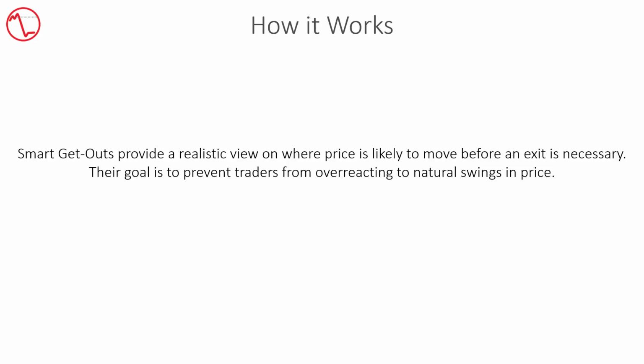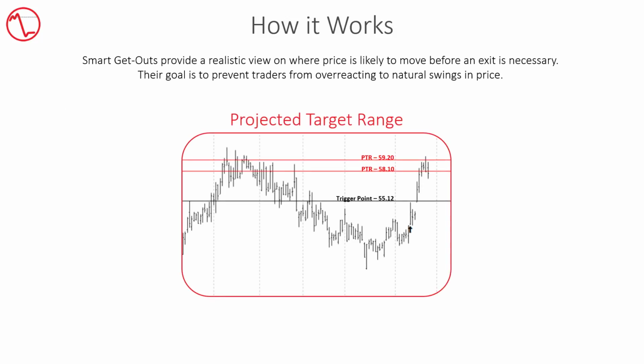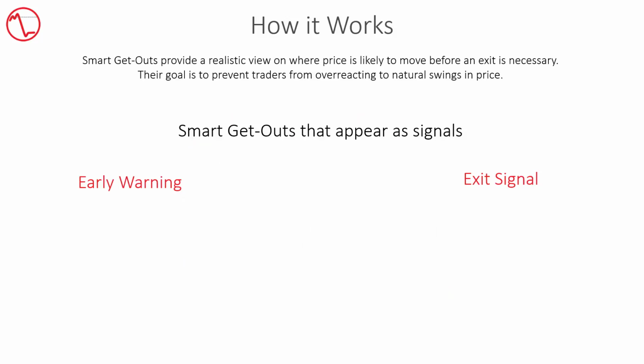And this is how it works. Smart Getouts provide a realistic view on where price is likely to move before an exit is necessary. Their goal is to prevent traders from overreacting to natural swings in price. In fact, you've already seen a Smart Getout. Remember the projected target range in our black signal? It told us how high price was going to rise. That was a Smart Getout, except it was located in the commentary section, and today I'm going to focus on Smart Getouts that appear as signals, early warning and exit signal.